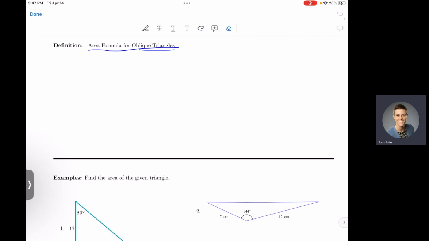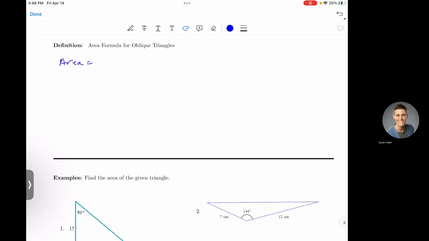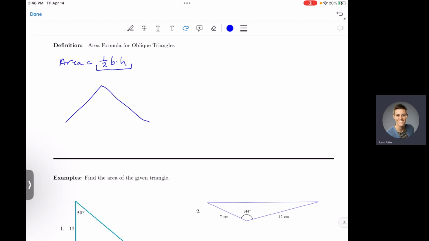You may remember from geometry that the area of a triangle is 1/2 base times height. Now that works for any triangle, whether you are right or oblique. But with oblique triangles, we can refine this formula and make it look a certain way so that it's nice and useful for us in an oblique case.